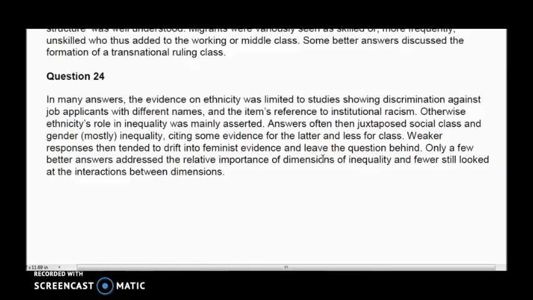telling me that you really need to make sure that you are linking back to the question. Use the words from the question at least once in your paragraph, even if it's at the end of it, just to link it back, and just keeps you focused as you're answering the question. Only a few better answers address the relative importance of dimensions of inequality. That was something that was specifically asked in the question, and fewer still looked at the interactions between the dimensions. So that is what's going to get you the higher analysis marks, this relative importance and the interactions between the different dimensions of inequality. So that might be something that you focus your revision on in order to prepare for this paper.